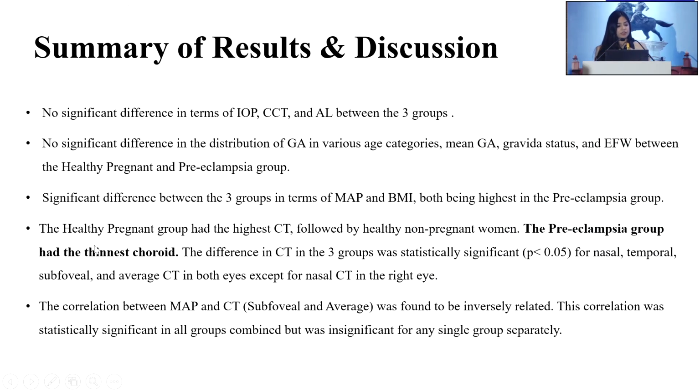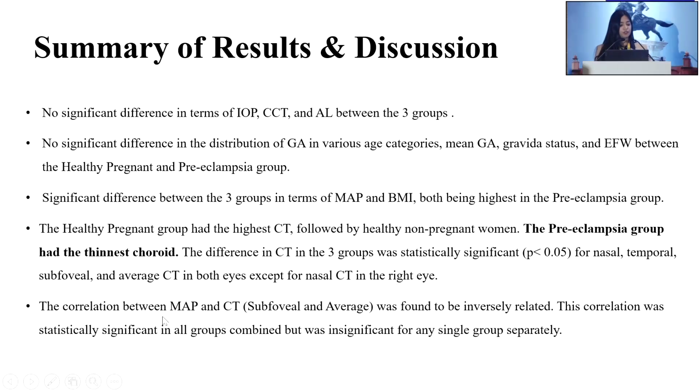So what do we see here? The healthy pregnant group had the highest choroidal thickness, followed by healthy non-pregnant women, and the preeclampsia group had the thinnest choroid. The difference in the choroidal thickness in the 3 groups was statistically significant for nasal, temporal, and subfoveal average, in both eyes except nasal CT in the right eye.